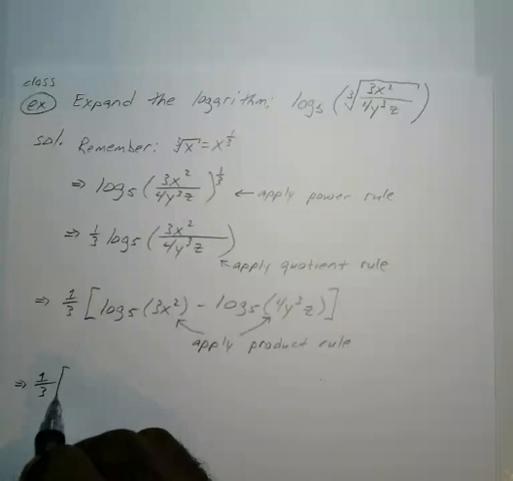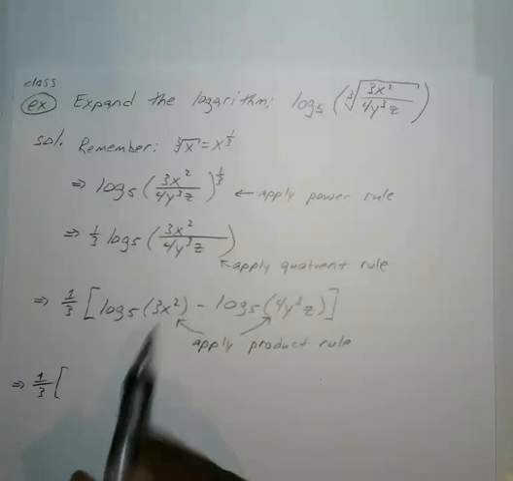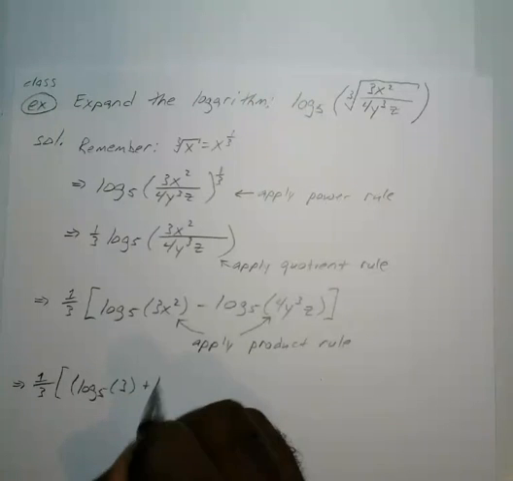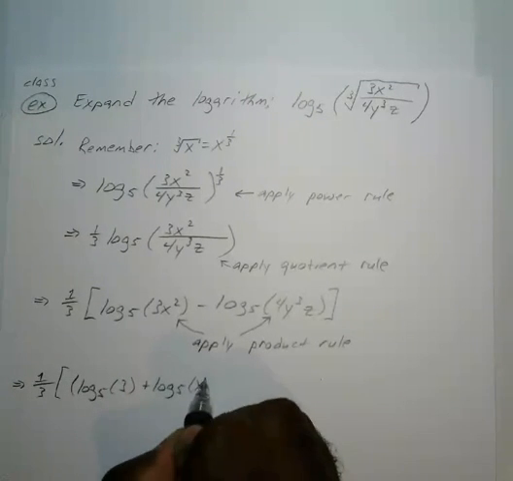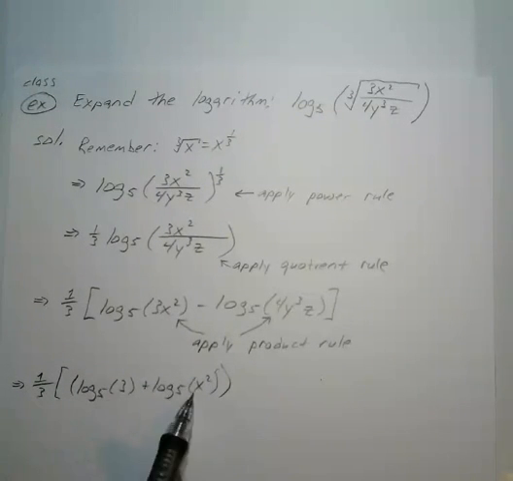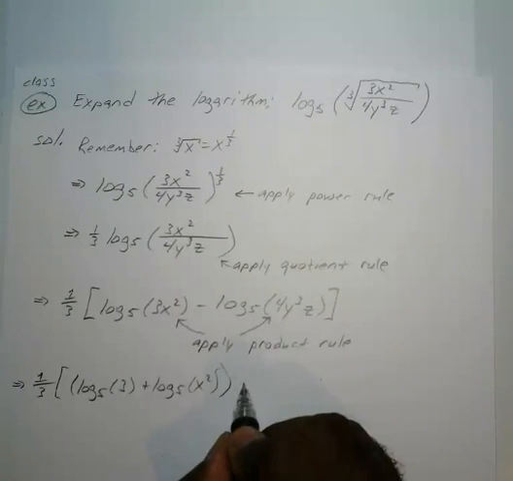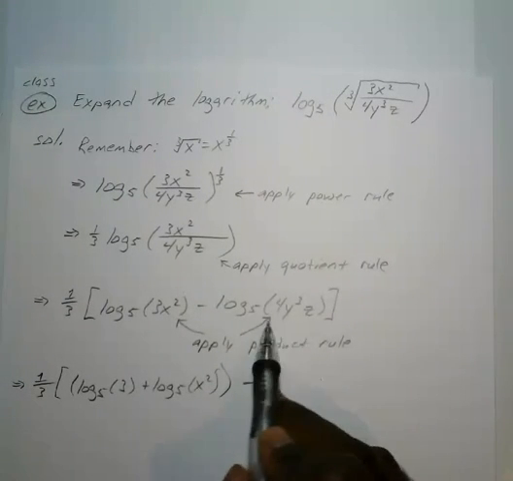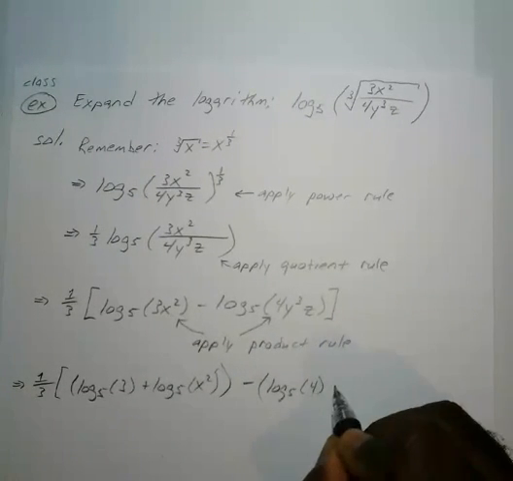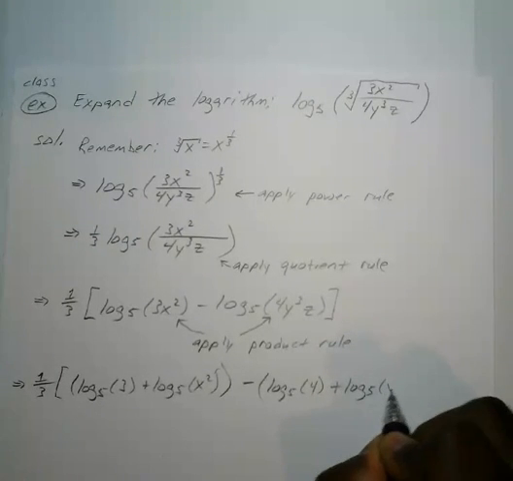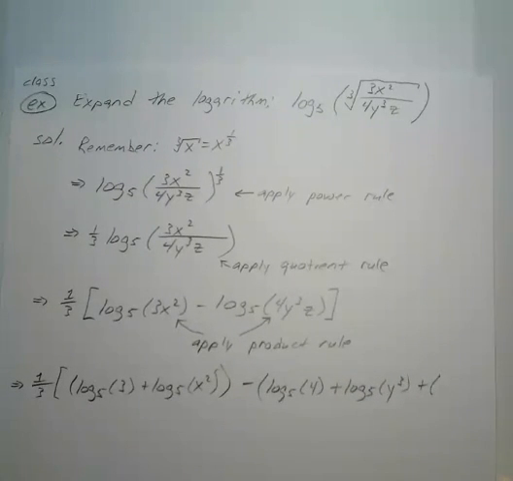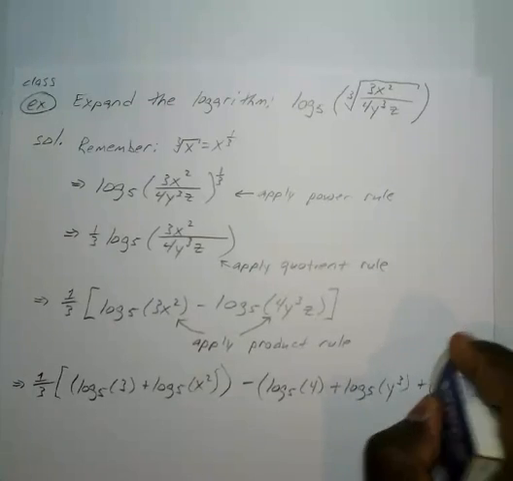1/3 times, now log base 5 of 3 times x squared will just become log base 5 of 3 plus log base 5 of x squared. Okay, so all we did was get that one term and apply the product rule. So minus, now we're going to get that one term and apply the product rule. So we have log base 5 of 4 plus log base 5 of y to the third power plus, about to put a parenthesis there for some reason, plus log base 5 of z.